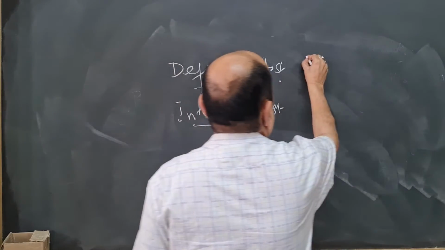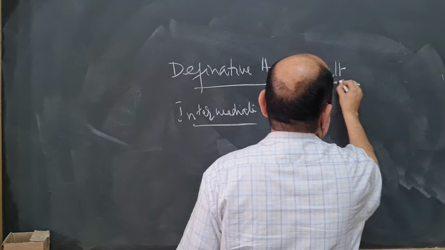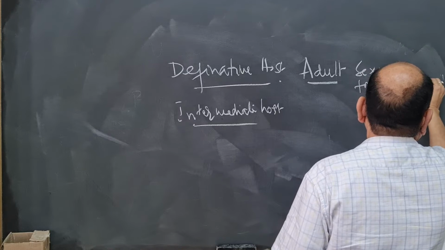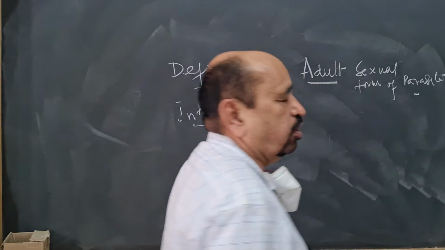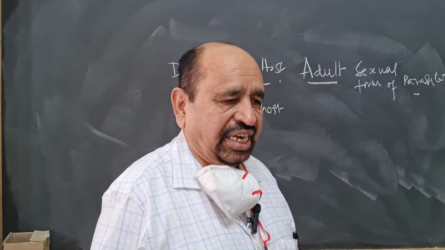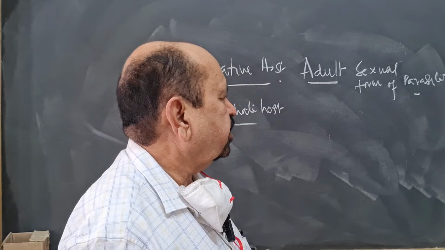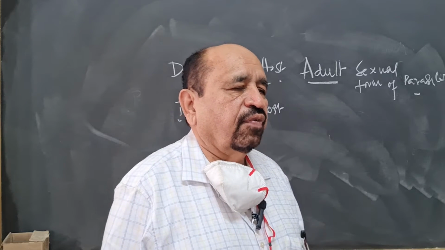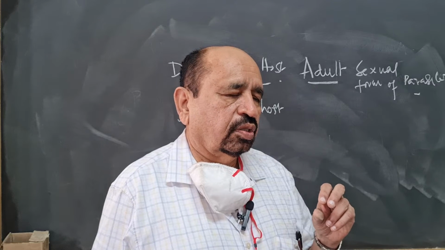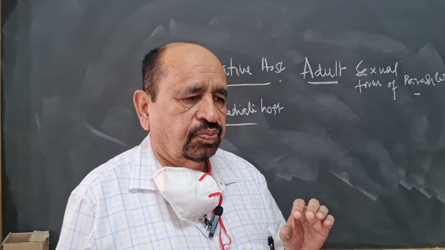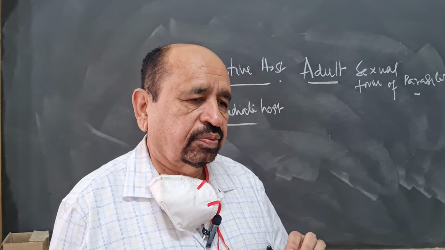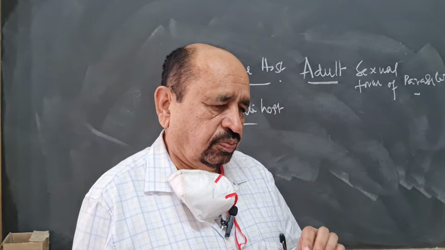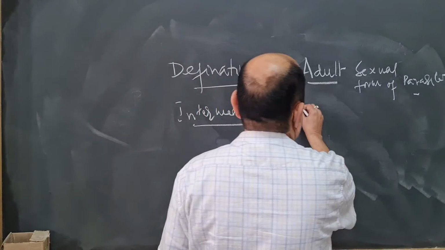Definitive host is where the adult or sexual form of the parasite resides. It is the adult form of the parasite present in the host. Definitive host is defined as where the adult form or sexual form of the parasite resides.